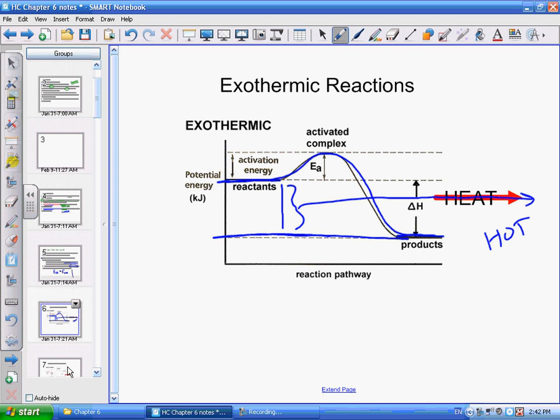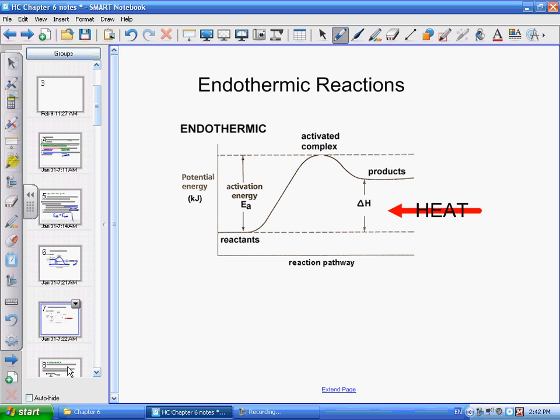The next diagram I have is an endothermic reaction. You notice I have something different. I have reactants that are lower in energy and products that are higher in energy. So how do I go from something that's low to something that's high? Well, if you take a ball or a brick and you're standing down here, and you want to get it up to the top of the hill, you have to put your own energy in to carry it up the hill. Okay? So in order to get reactants lower in energy to products that are higher in energy, I have to put heat in to do this.